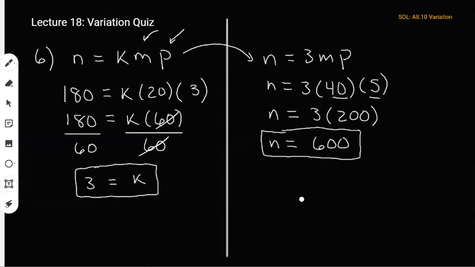Okay, let's do 7. 7 is going to be inverse variation. So I'm going to have a fraction where k is on top and the variable is on the bottom. It says m varies inversely, so I'm going to have m equals k over a, because it tells me m varies inversely as a.